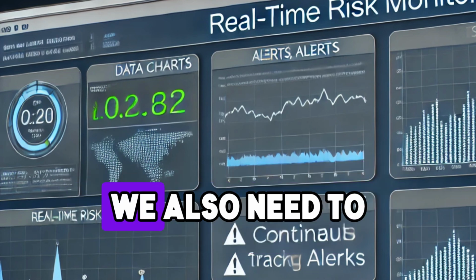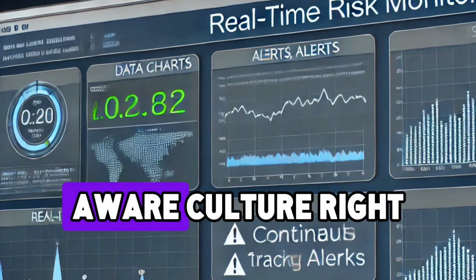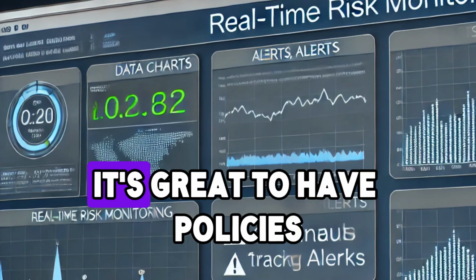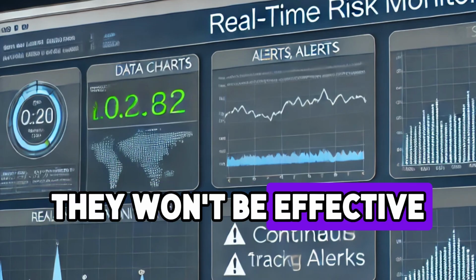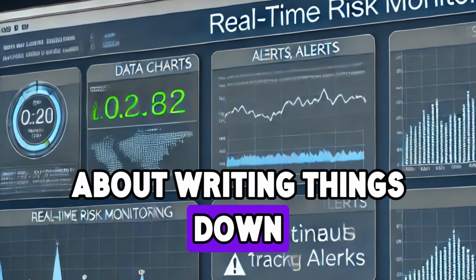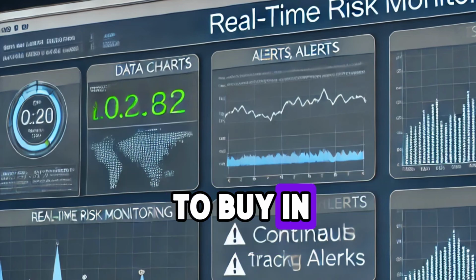And that reminds me, we also need to talk about building a risk-aware culture, right? That was in the research too. It's great to have policies, but if your team isn't on board, they won't be effective. So it's not just about writing things down. It's about getting everyone to buy in. How do you do that?